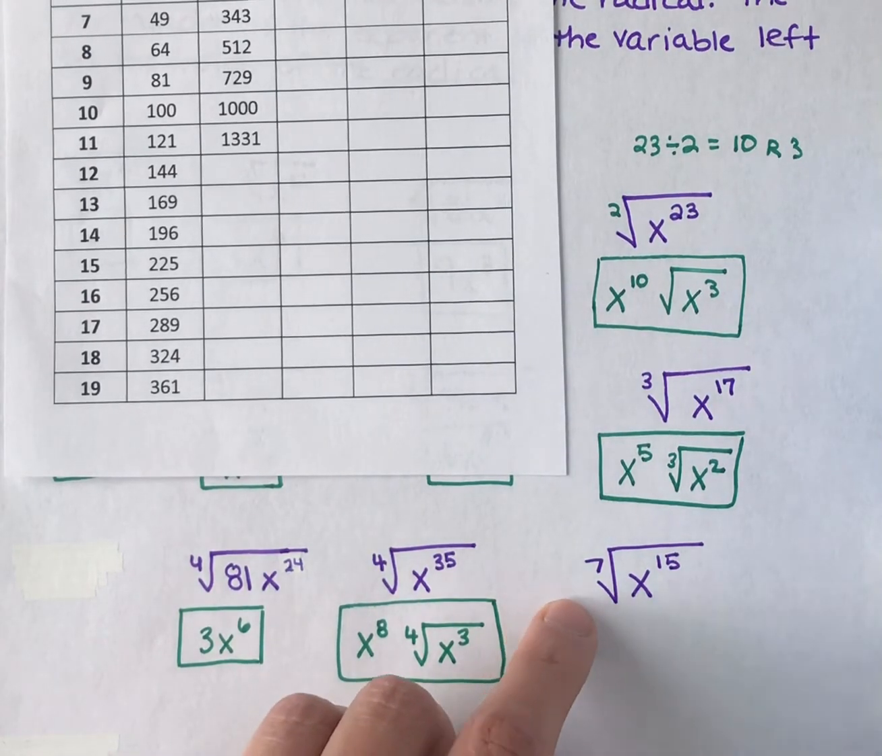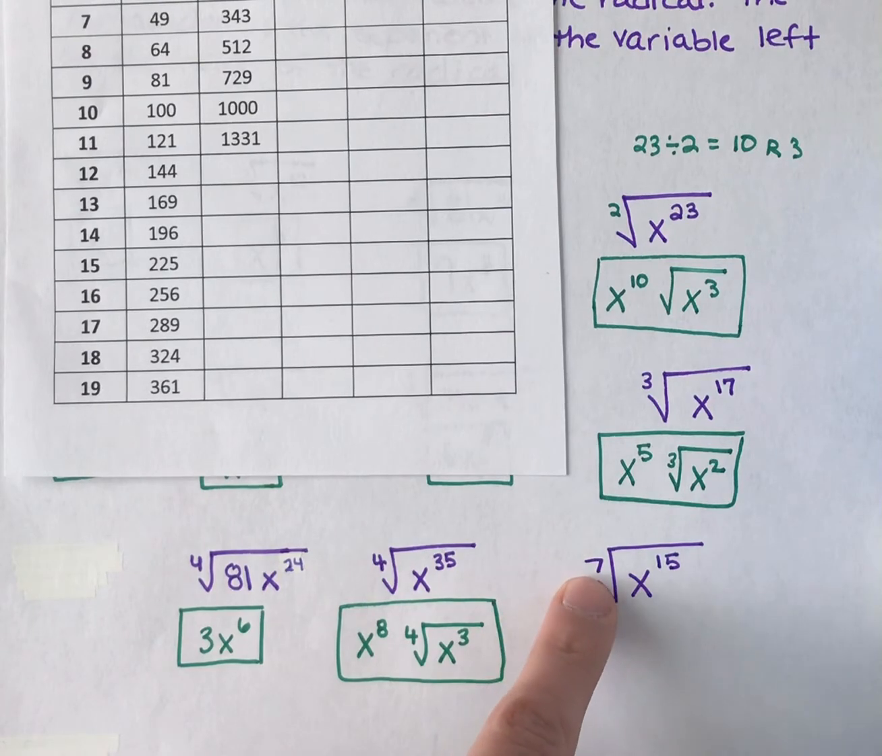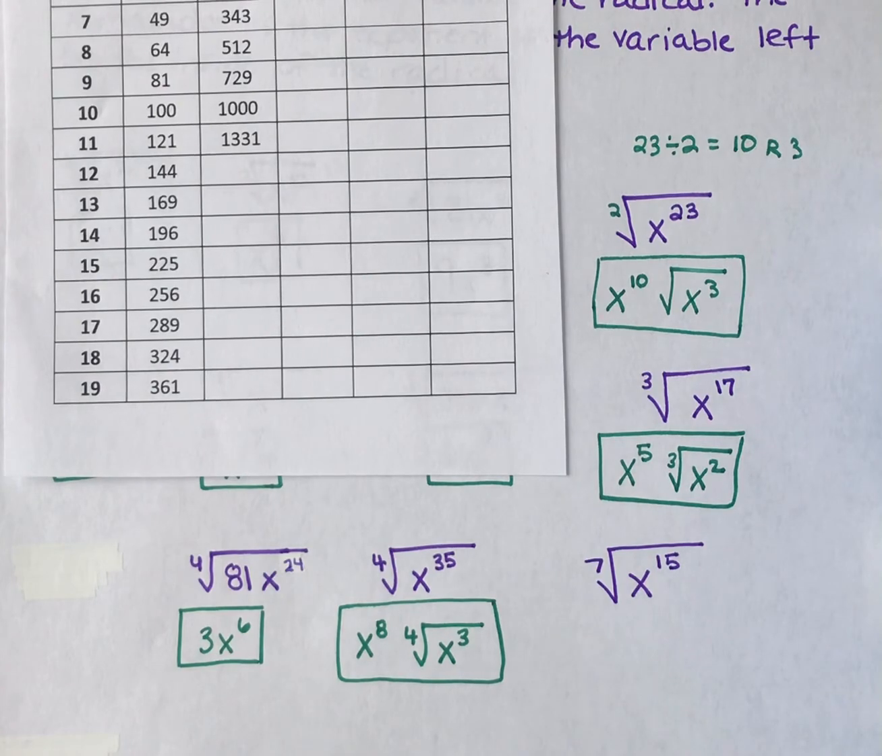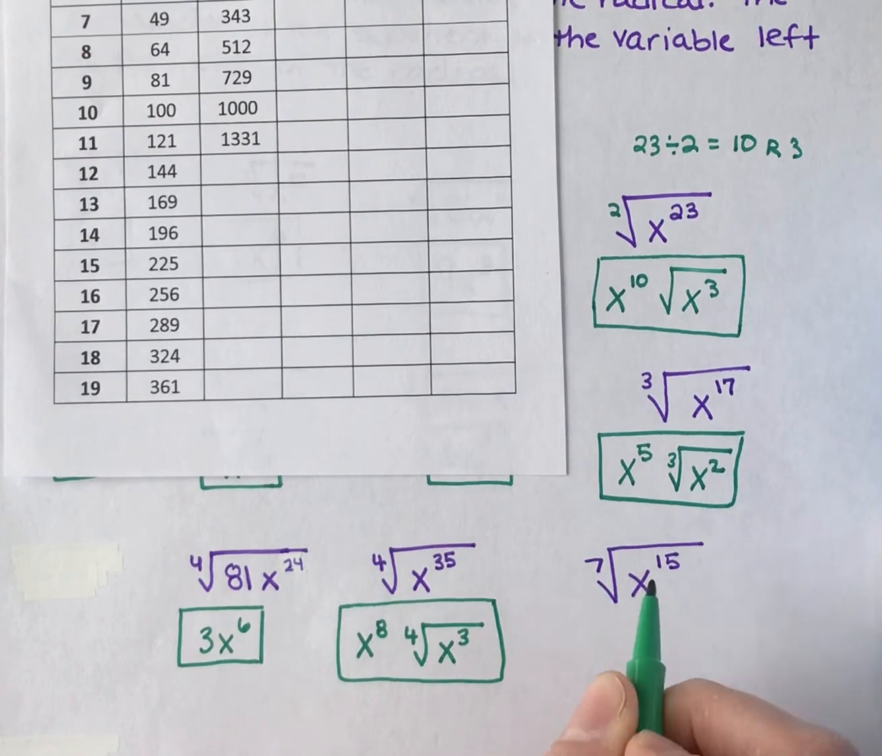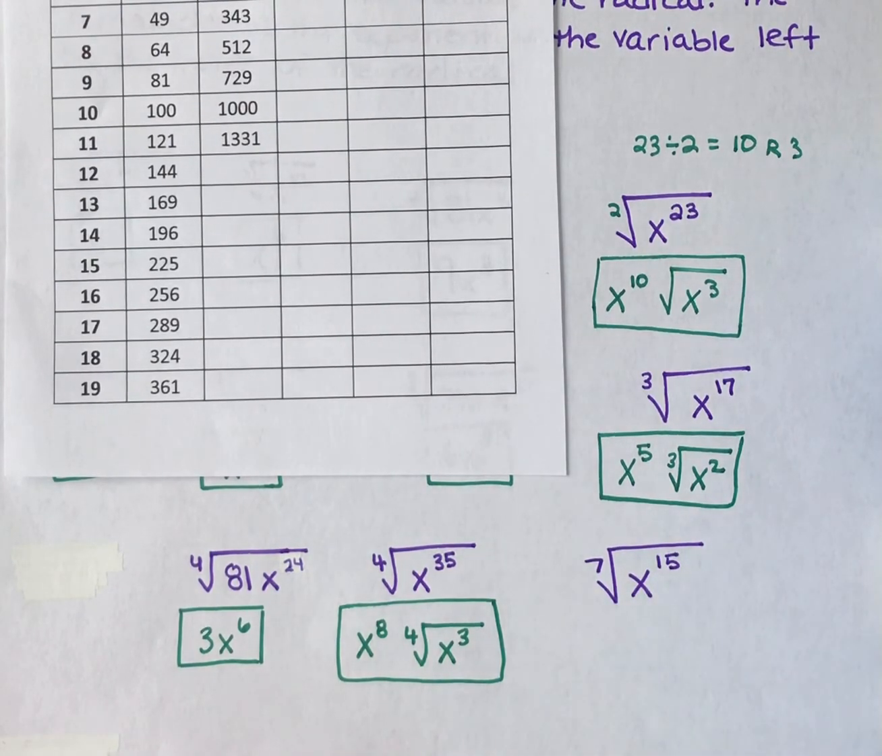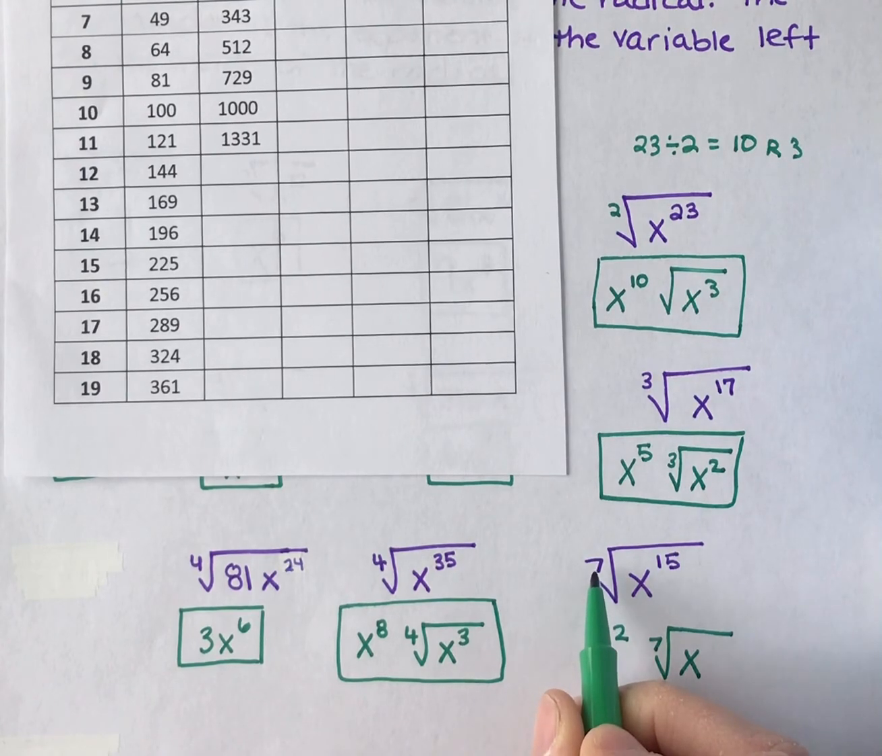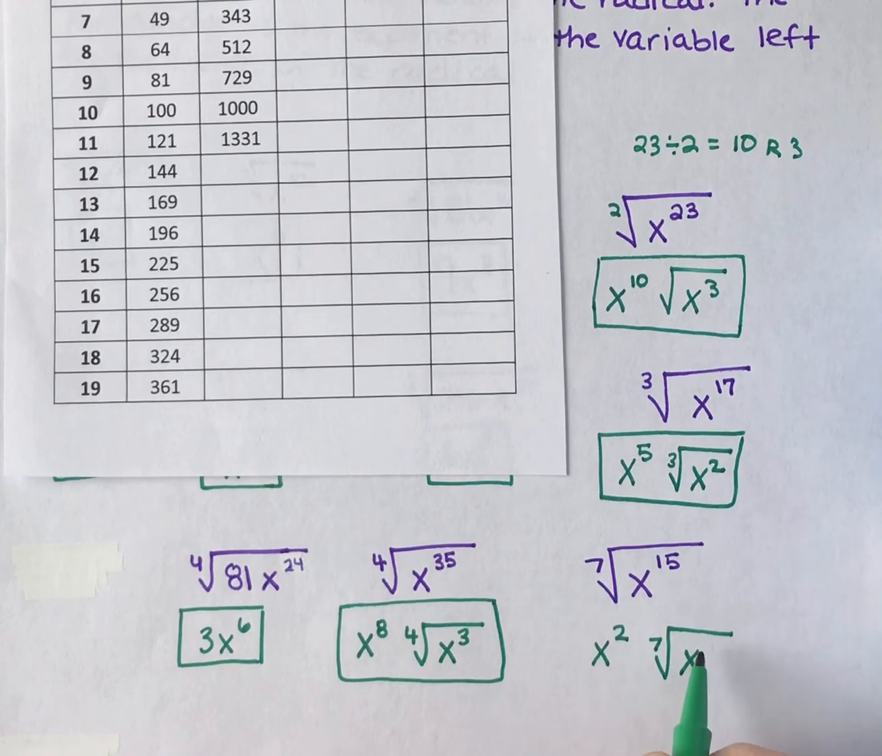Okay, and we can really apply this with any index. So what if you take the 7th root of x to the 15th? Why don't you take a minute and simplify that expression? Okay, and we're using the same rule. 7 doesn't divide into 15 evenly, but 7 does divide into 15 2 times, with 1 left over, so I'm going to have an x on the inside. Or I can make 2 groups of 7 from 15, and there's going to be 1 left over. So my final answer is x to the 2nd, 7th root of x.